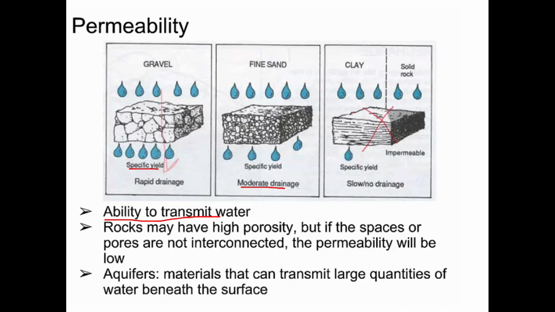And now we'll discuss the aquifer. These are the properties of aquifer. What is an aquifer? An aquifer is a material that can transmit large quantities of water beneath the surface. In a very simple manner, an aquifer is a water bearing rock, or let's say a rock which bears water is defined as an aquifer.